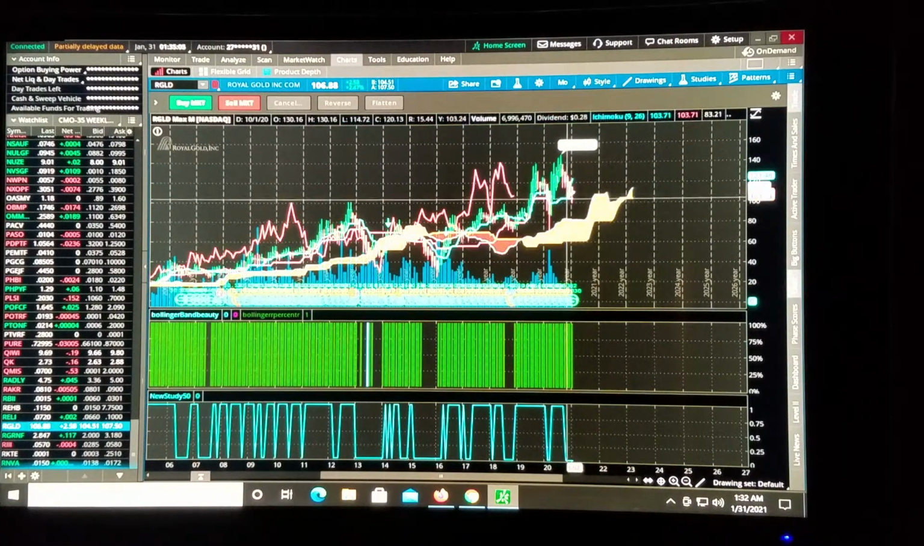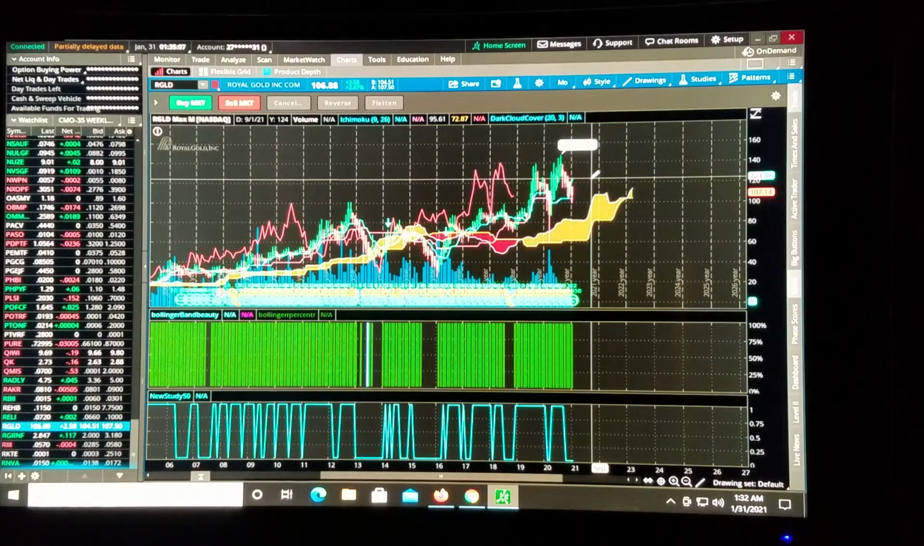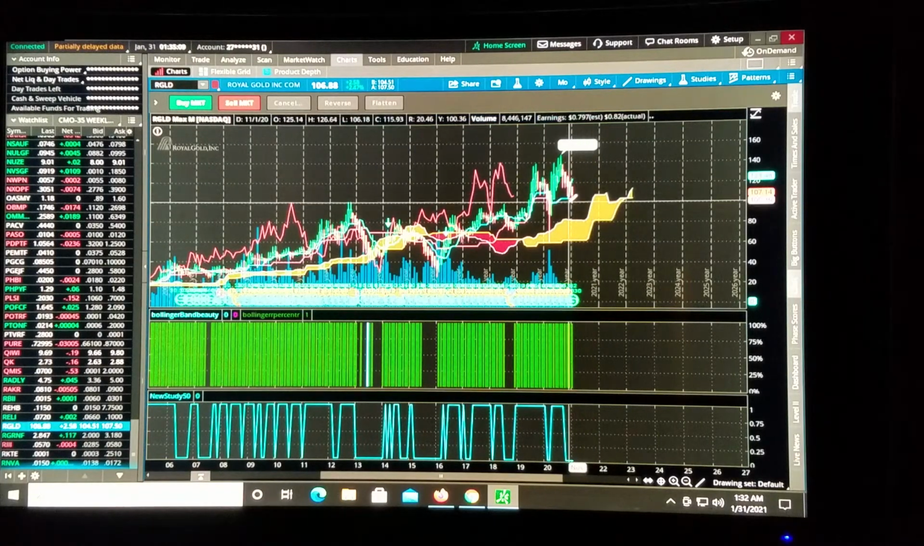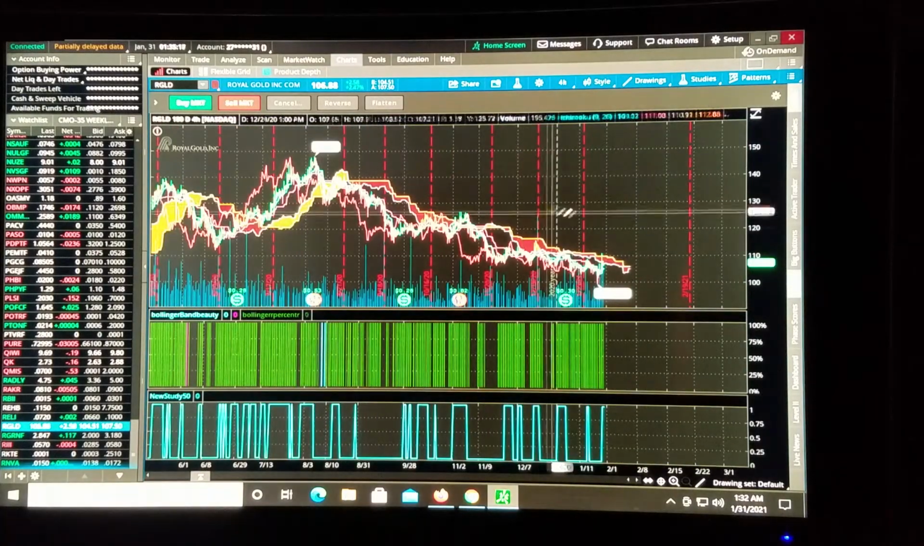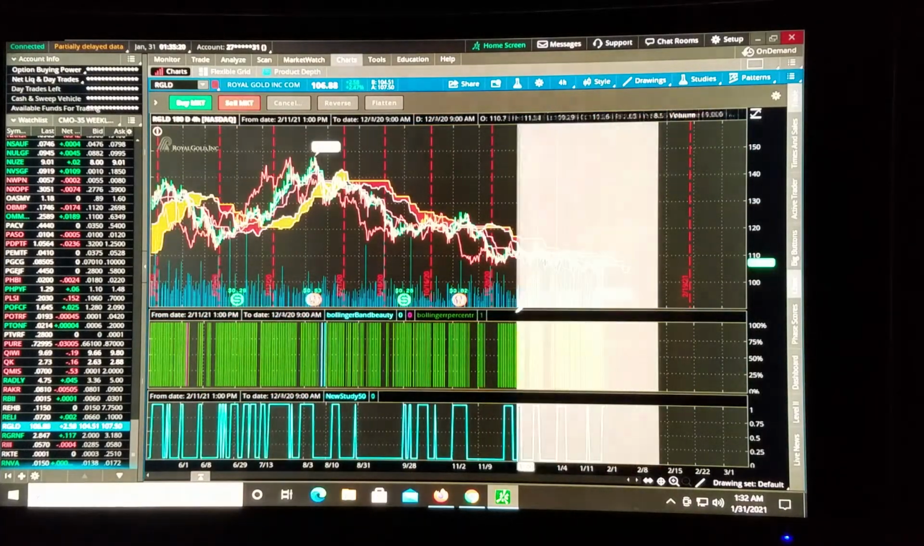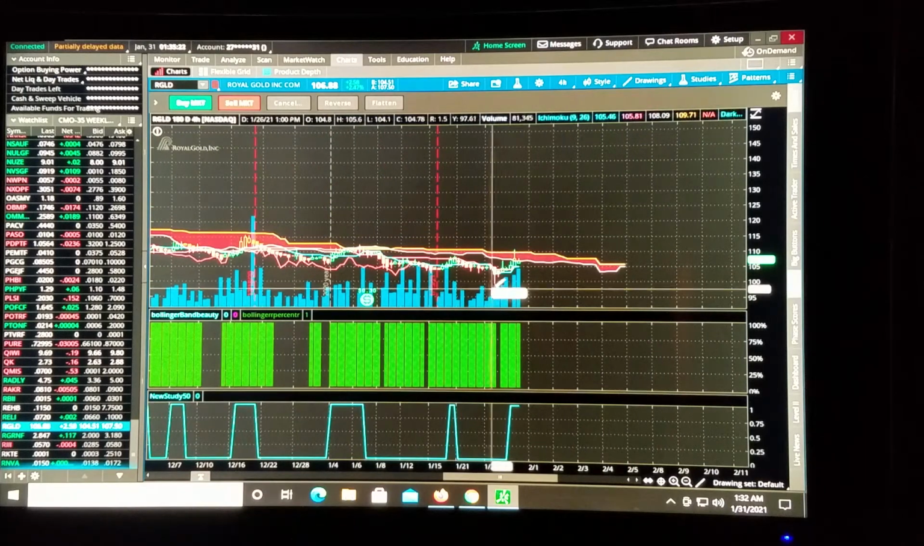Alright, a bit of a pullback here, but monthly, it looks good. It looks like we've hit a bit of a low in Royal Gold. I like it. I wish I would have found these big lows, but okay, we did find our low here in Royal Gold.